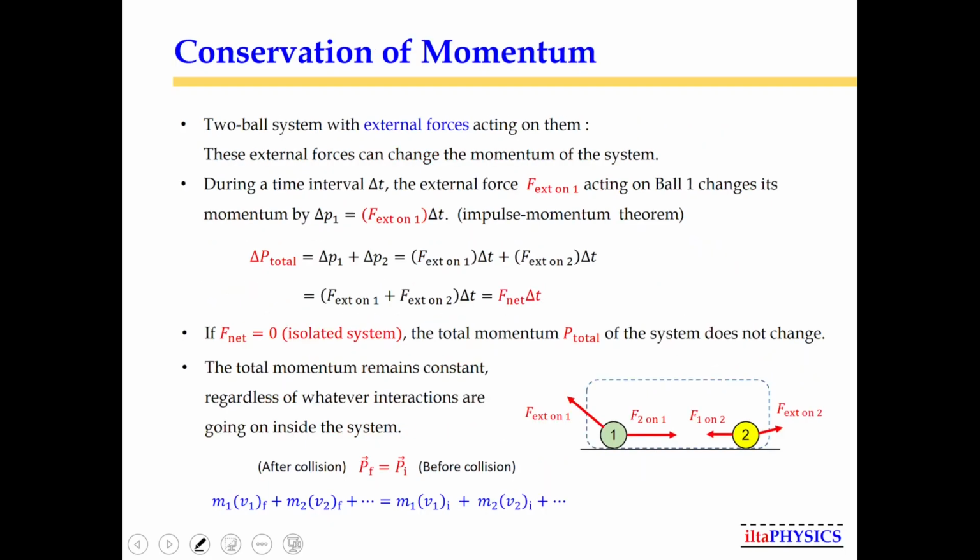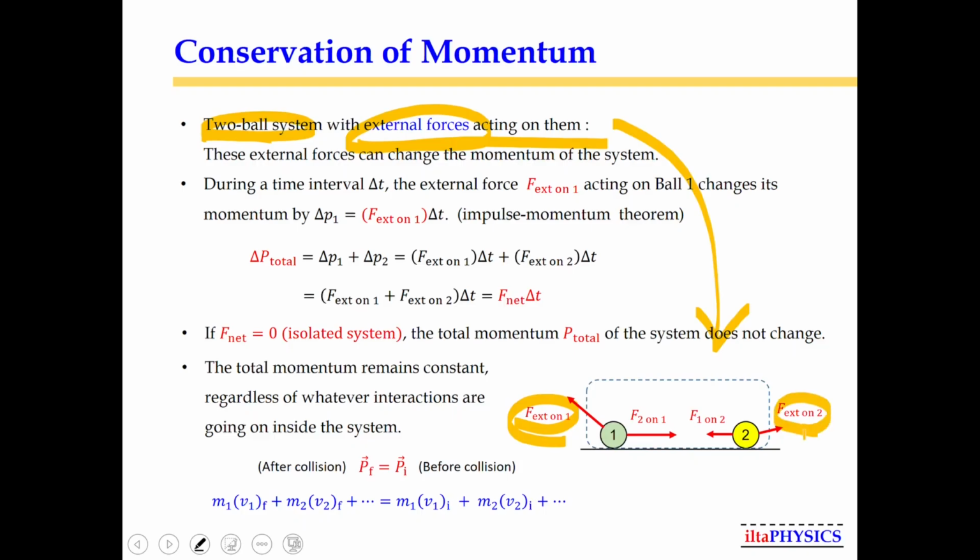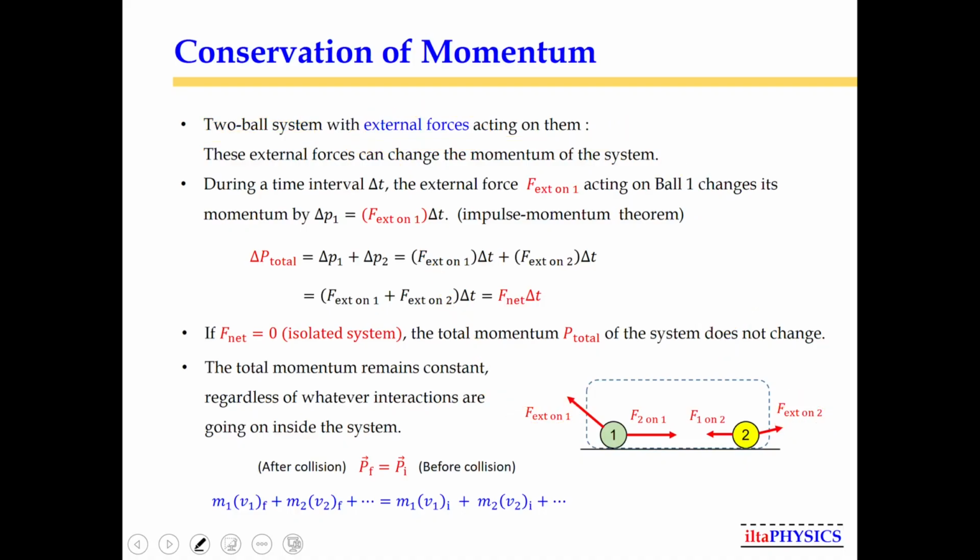Now let's generalize and summarize the law of conservation of momentum. Let's look back at the scenario where two balls collide. However, this time, let's assume there are external forces acting on each ball. As you can see in the diagram on the right, this is a more general system where external forces like F external on 1 and F external on 2 are present. These kinds of external forces can change the total momentum of the system.